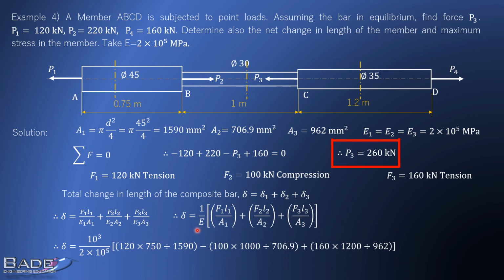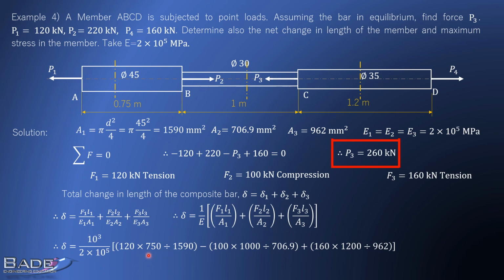Young's modulus 2 into 10 raised to 5 Newton per millimeter square. 120, what is that? Load in kilonewton into 10 raised to 3 to convert it into Newton. That I have written outside the bracket. So load here, F2 is 100 into 10 raised to 3. Here 10 raised to 3 is common. And F3 is 160 into 10 raised to 3. That 10 raised to 3 is here common.